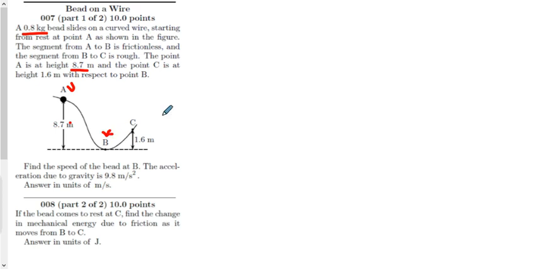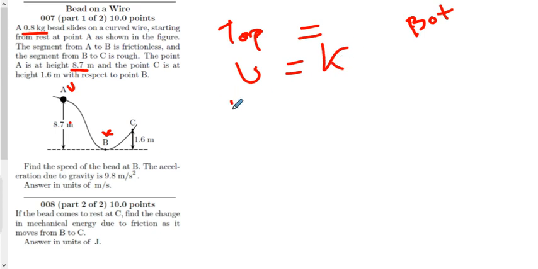So you need to understand that when you start these energy problems, you ask, what do I have at the top? And then conservation of energy says that at the bottom I should have the same amount of energy. Whether it's different or not, I have the same total of energy. So the top is equal to the bottom. I only have potential at the top, so U is equal to K at the bottom, or mgh is equal to 1/2 mv squared.